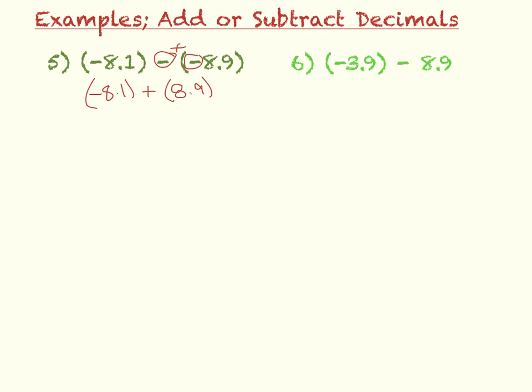problem. So the first thing I'm going to do is look at where the negative is. The negative is with the smaller one. 8.1 is smaller than 8.9. So what that means is I'm going to take 8.9 minus 8.1. 9 minus 1. Make sure you have your decimals lined up. 9 minus 1 is 8. 8 minus 8 is 0. So your final answer is positive 0.8.